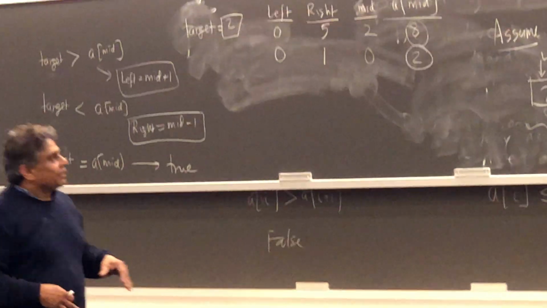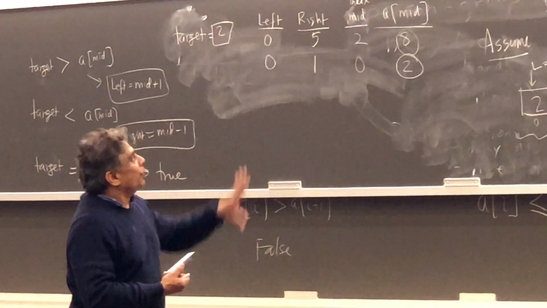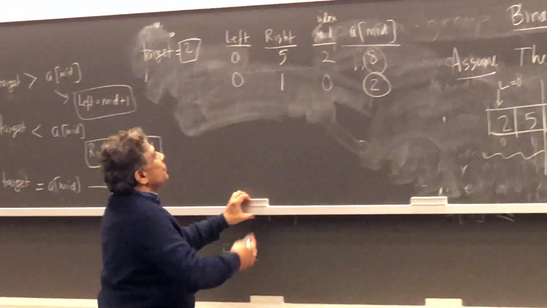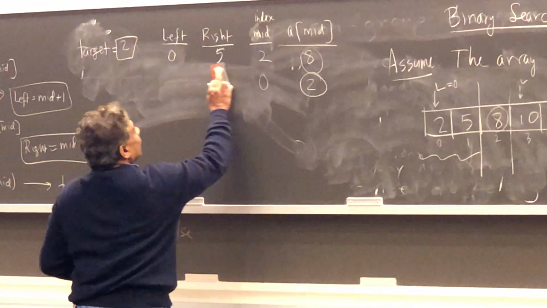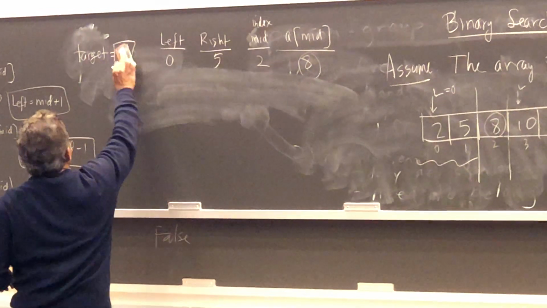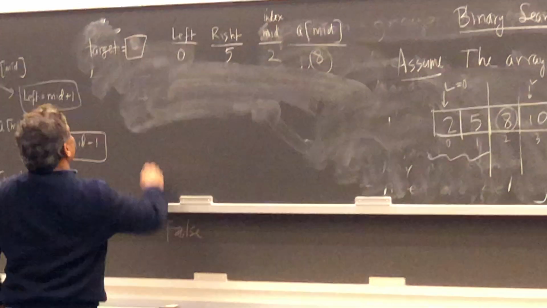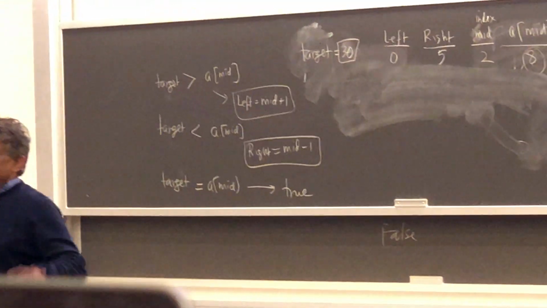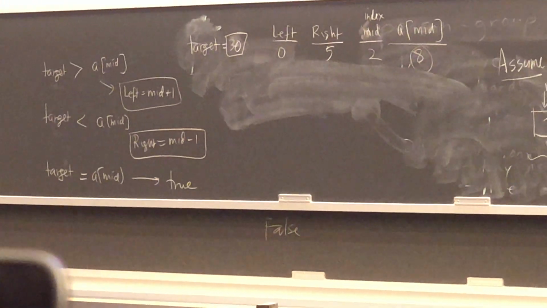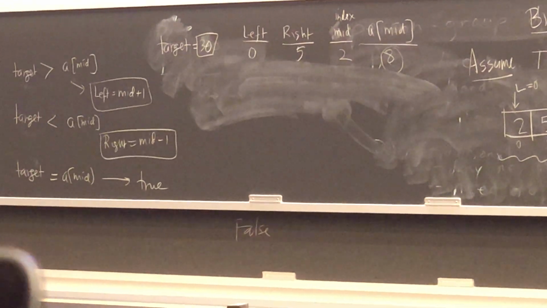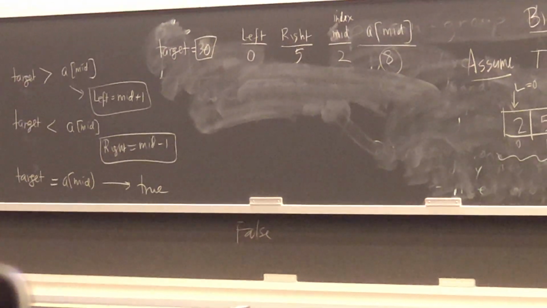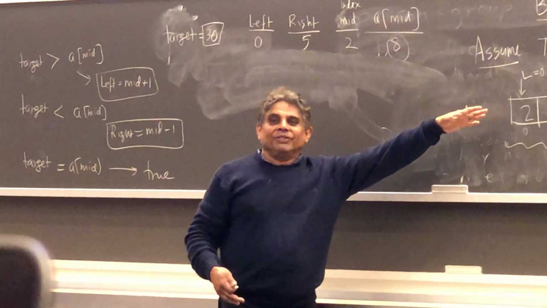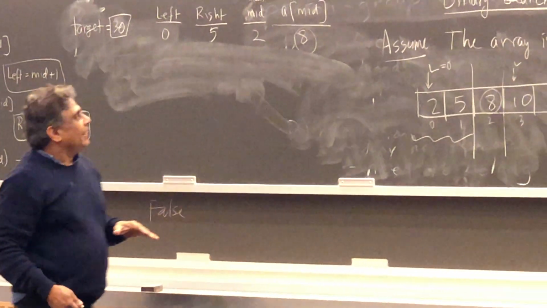So let's do something that may not be so tricky. Okay, I'm going to erase this. Hopefully you took the numbers down for that target. I'm going to change the target to say something like 30. Okay, now the target is 30. I know target is not there, right? So I should somehow come up with a conclusion that target is not there. My left, right, mid, all that stuff didn't change because I'm working with the same array.